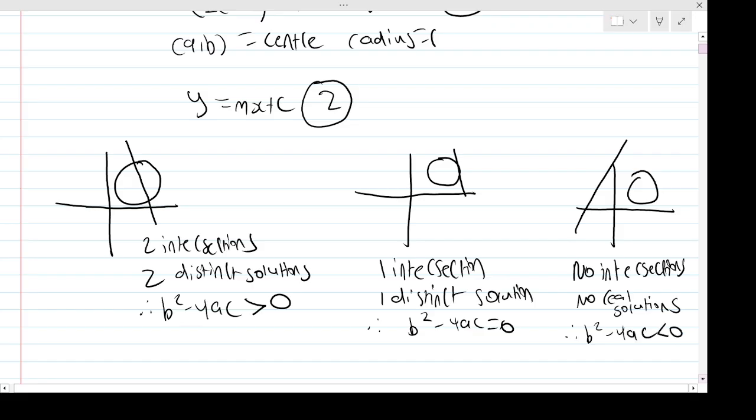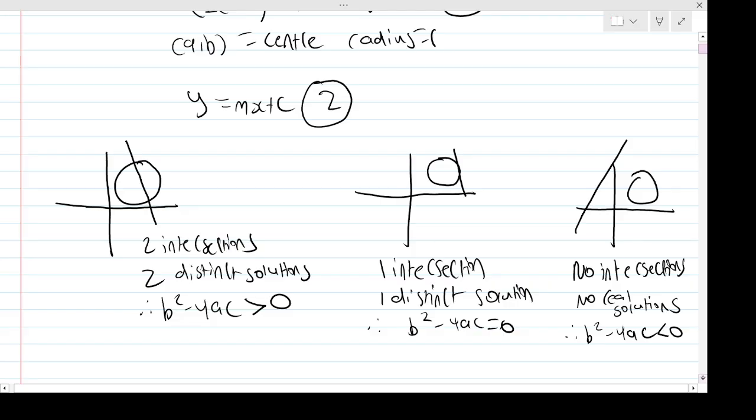Okay, so that's basically what we looked at with quadratic simultaneous equations. You get a quadratic, and then the discriminant will tell you how many solutions there are. That solution corresponds to an intersection. Okay, so two distinct solutions means two intersections. And then if there's one intersection, that means there's one solution to the simultaneous equations. And obviously, no solutions means there's no intersections. Okay, so that's what's going on here.